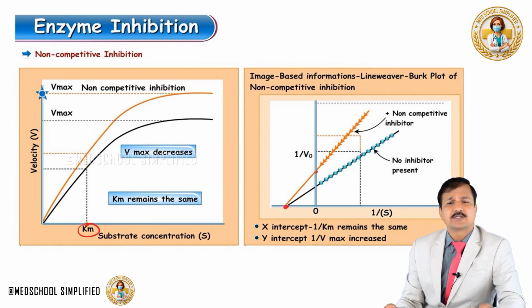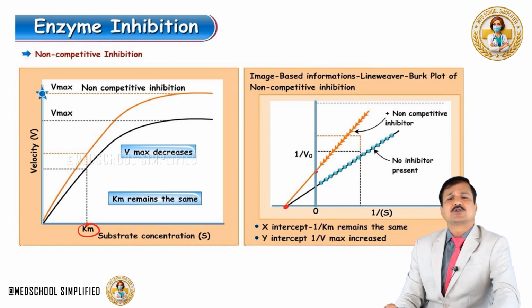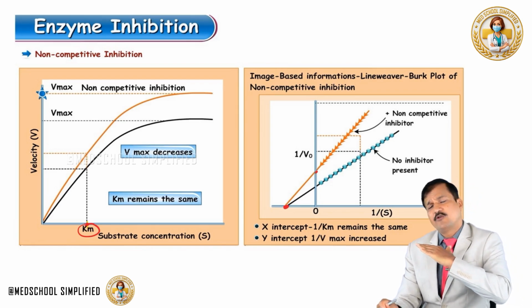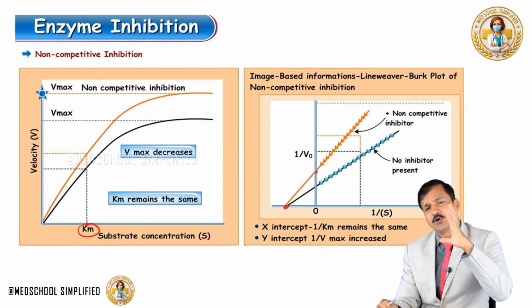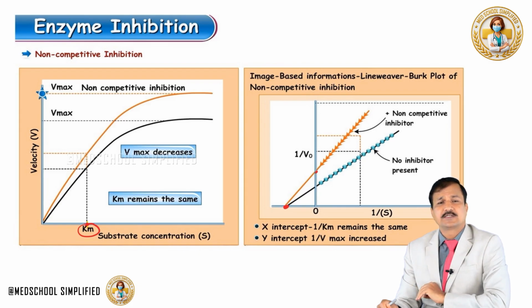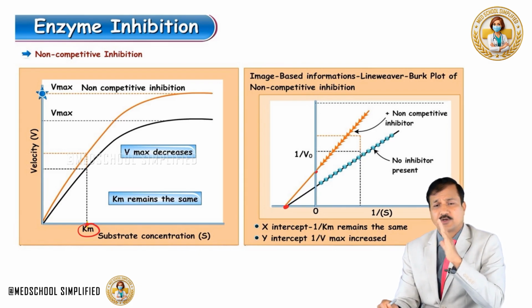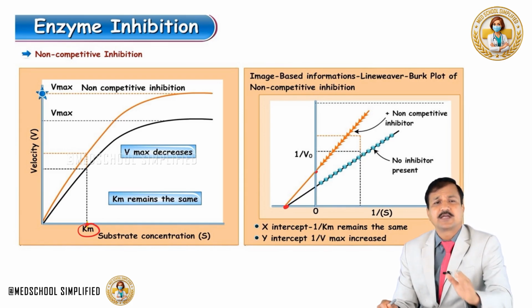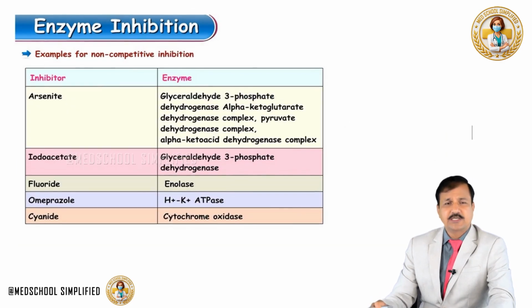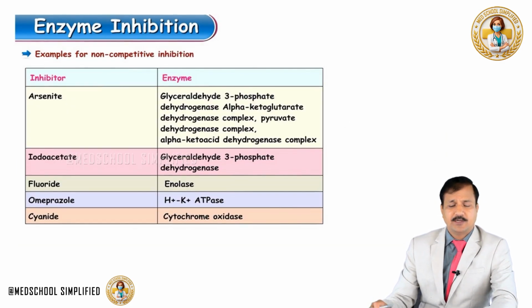So the x-intercept minus 1 over Km remains the same, meaning Km remains the same, and the y-intercept 1 over Vmax increased means Vmax is decreased. There is a decrease in the Vmax because 1 over Vmax is going away from 0, so the value is actually decreased because it's a reciprocal number. So Km remains the same and Vmax is decreased in the presence of non-competitive inhibitor. Now let's move on to see some examples of non-competitive inhibitors.